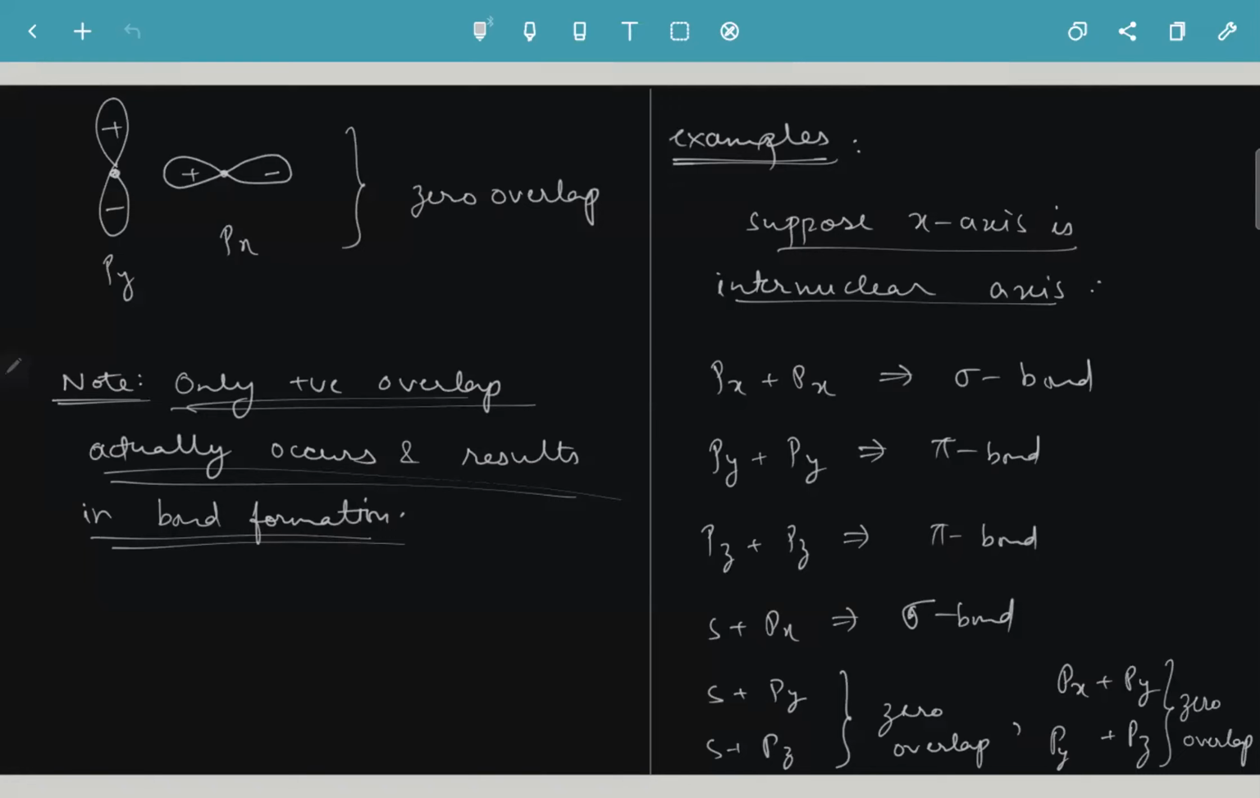Did you understand this? If the x-axis is the internuclear axis, then Px will give axial overlap resulting in a sigma bond. Py will give lateral overlap resulting in a pi bond. Pz will also give lateral overlap resulting in a pi bond. Px and S will give a sigma bond because the x-axis is the internuclear axis. There will be no lateral overlap between S and P, so S and Py, S and Pz will give zero overlap. Perpendicular p orbitals will also give zero overlap. So Px Py is zero overlap, Py Pz is also zero overlap. Okay? Is it making sense?